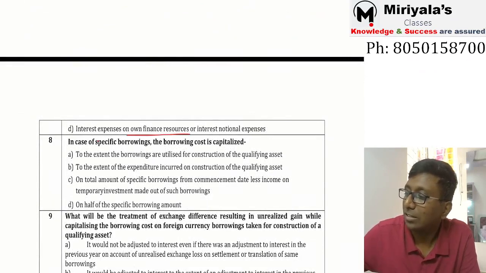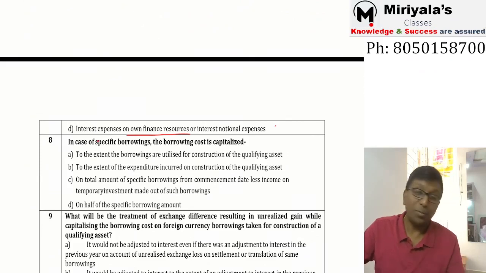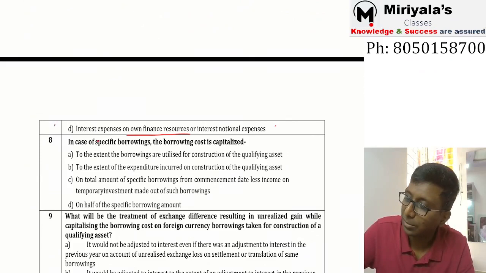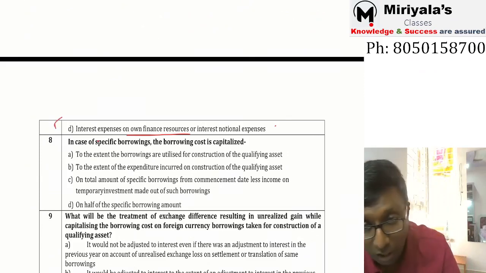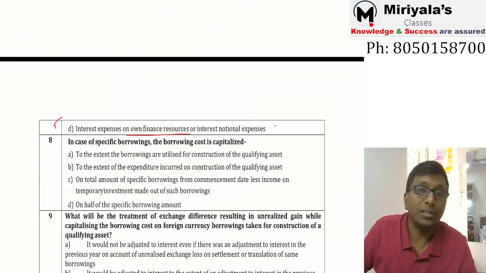No, my dear, these are all, what is it called? Opportunity cost. Correct, na? Imputed cost, people call these words. So this cannot be capitalized. That means he's asking which interest should not be included. Correct, na? So the interest expenditure on own finance does not include the borrowing cost. That's why that is the right answer.